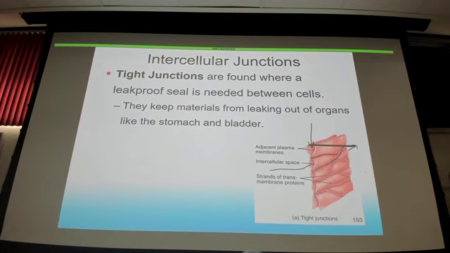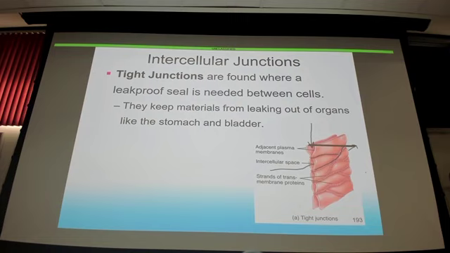It can't go between the cells. So when you get into the kidney and other areas, you'll see that some things do what's called paracellular resorption, and it moves, instead of going through the cell, it goes between them. But a tight junction does not allow that, because then things would sneak by.